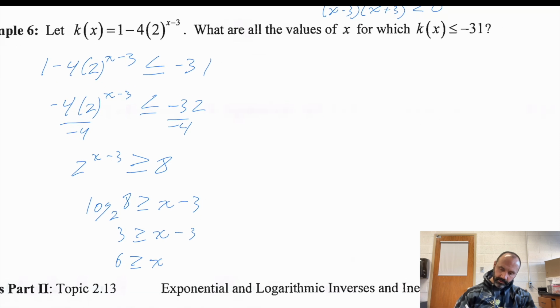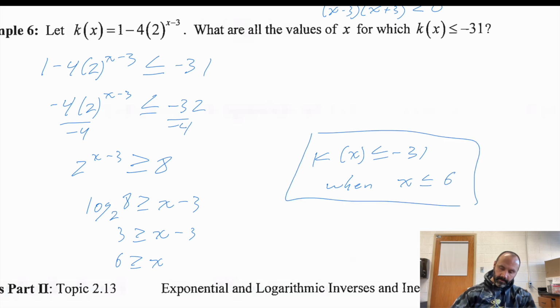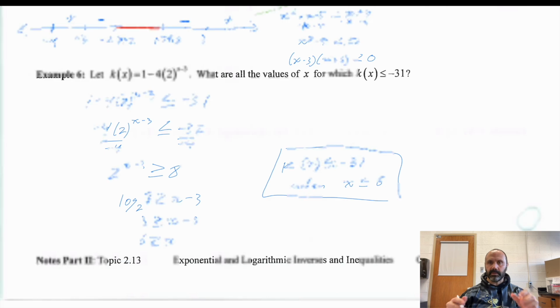Okay, so this is true. k of x is less than or equal to negative 31 when x is less than or equal to 6. And that's it. So really just applying things that we know, things we've already done, and applying them to some new situations.